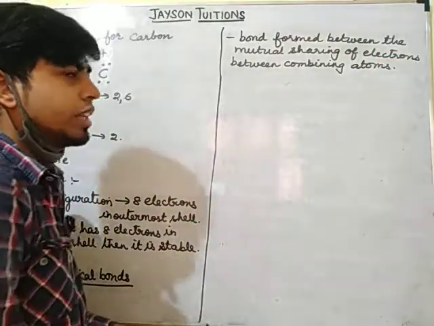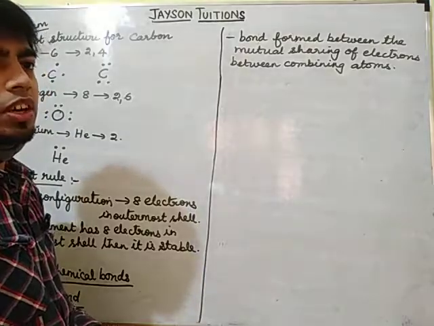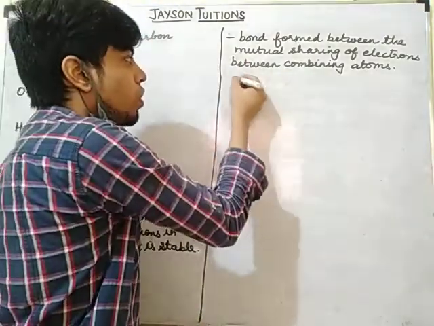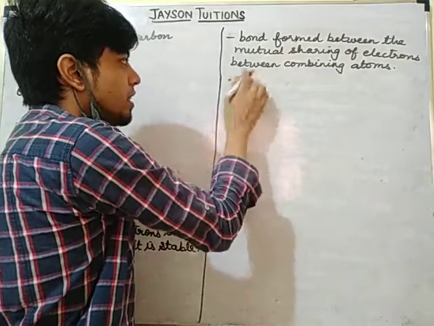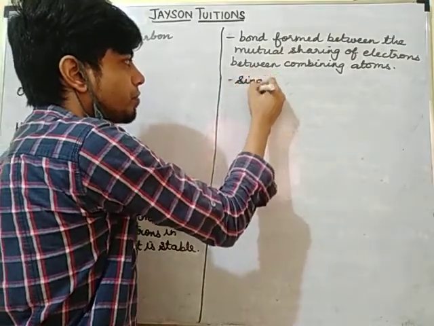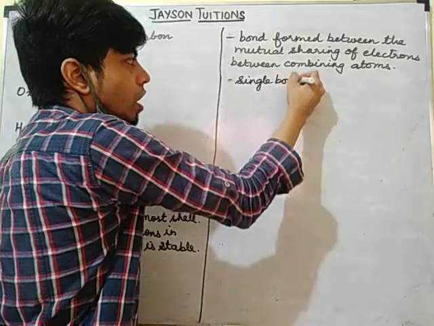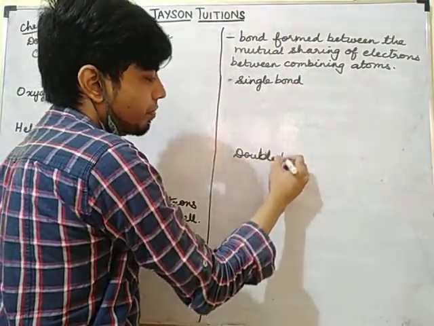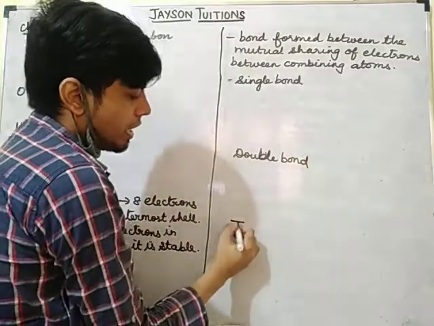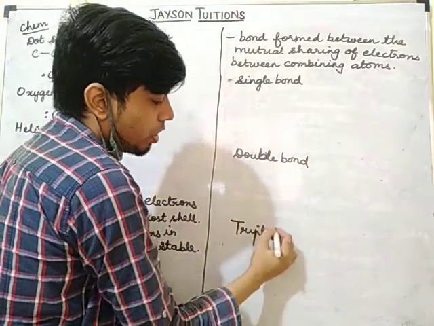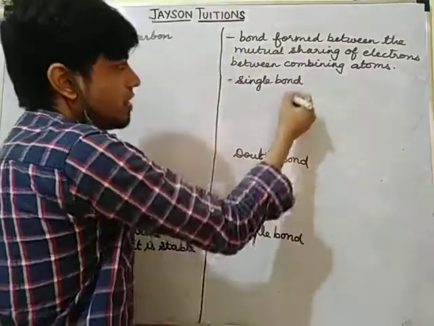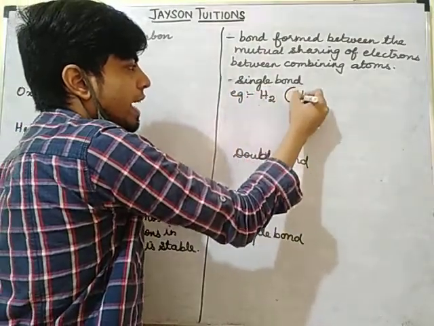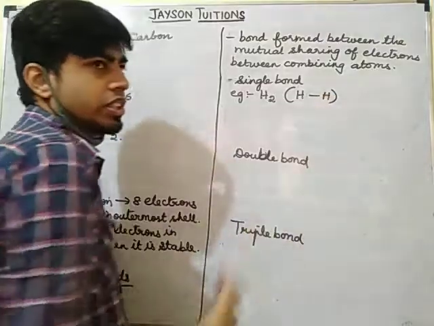Okay, so here we are going to draw the electron dot structures for some atoms. This covalent bond can be a single bond, or it can be a double bond, or it can be a triple bond. For a single bond, the example is the H2 molecule, H single bond H.